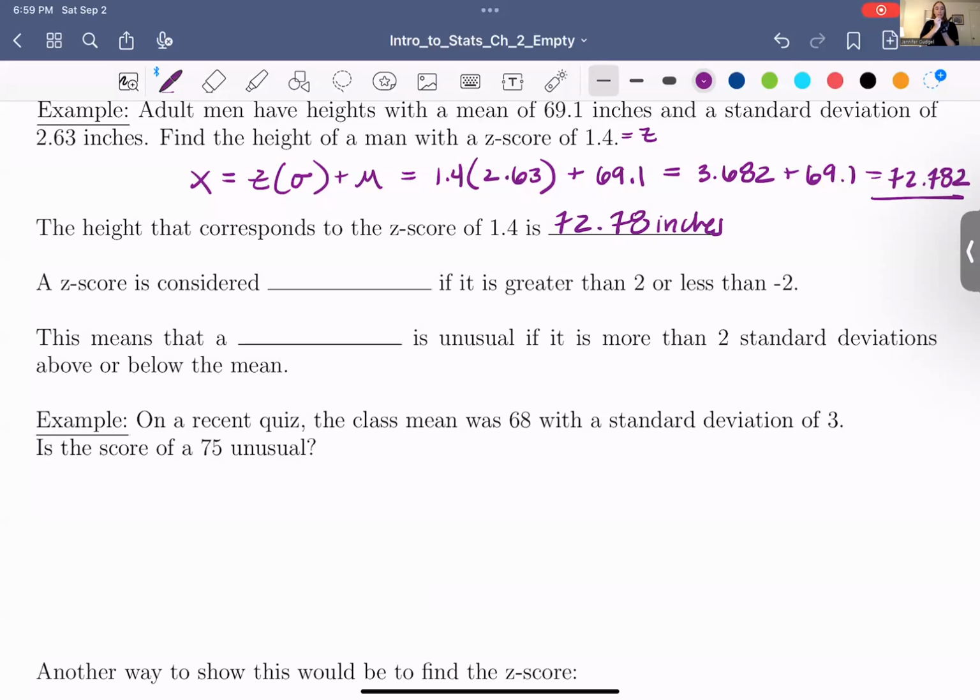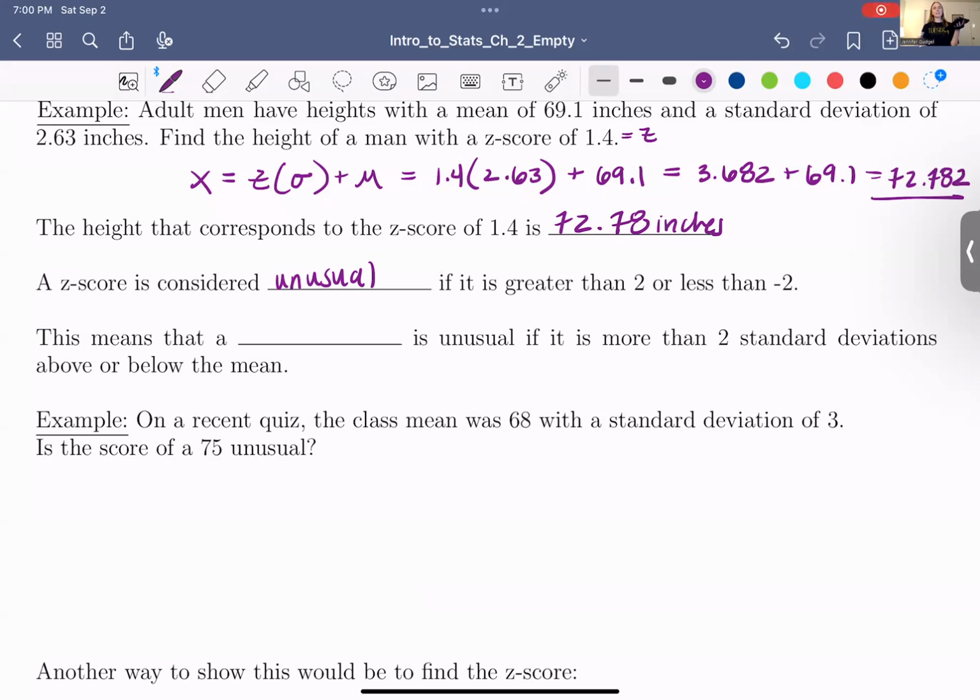A z-score is considered unusual if it is greater than 2 or less than -2, meaning that it is more than 2 standard deviations above the mean or more than 2 standard deviations below the mean, whatever piece of data goes along with that z-score.